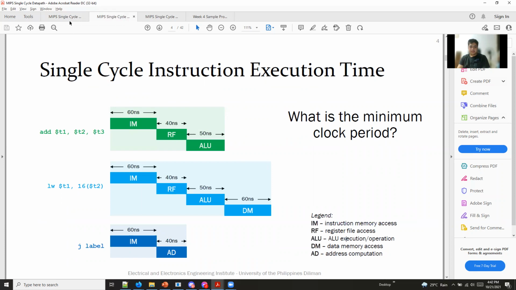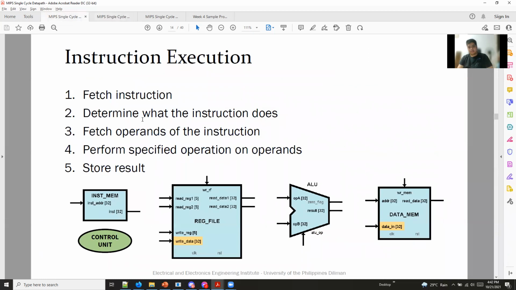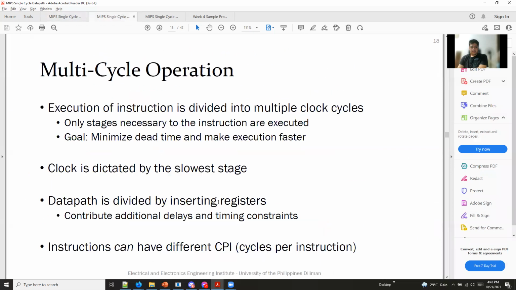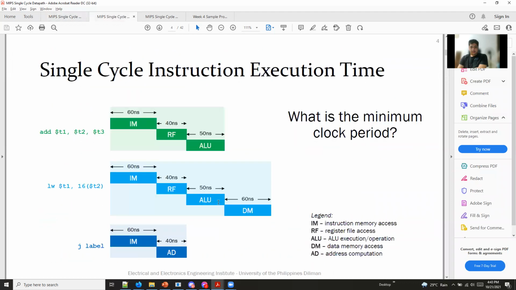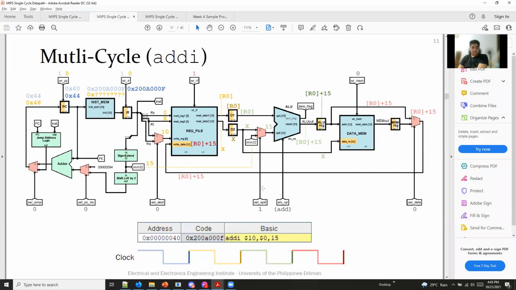And this is actually yung 5 parts ng instruction execution here, which is yung fetch, decode, operands, and then store result, tsaka yung perform operation. So halos ito lang din yun. So si IM, RF, ALU, DM, at tsaka si AD. Although yun nga, may additional yata dito si DM, and yung decode at saka register file access is may pag-isa sa isang cycle.